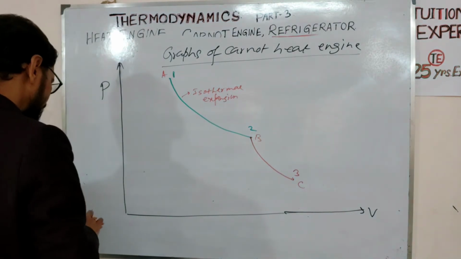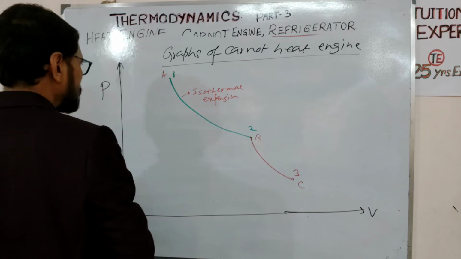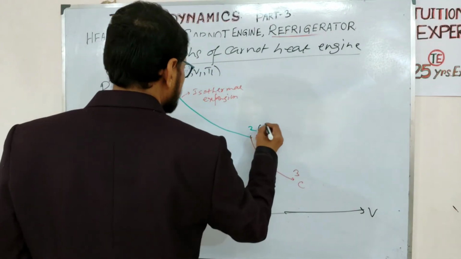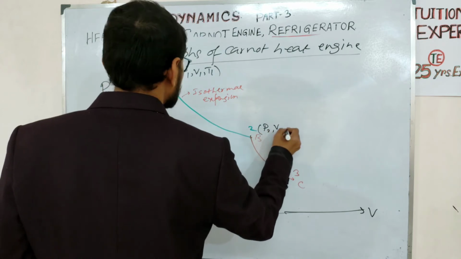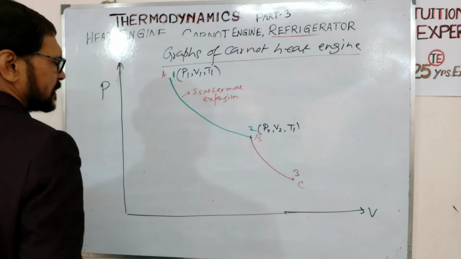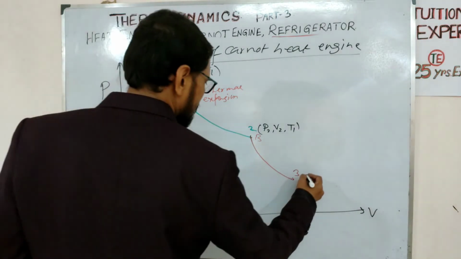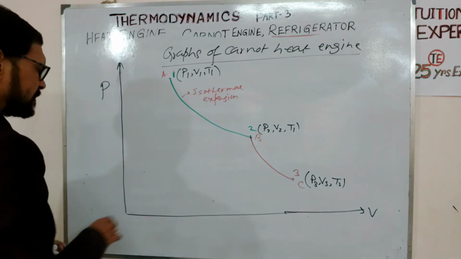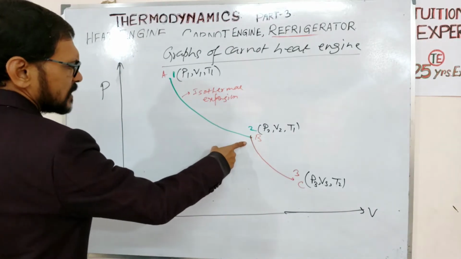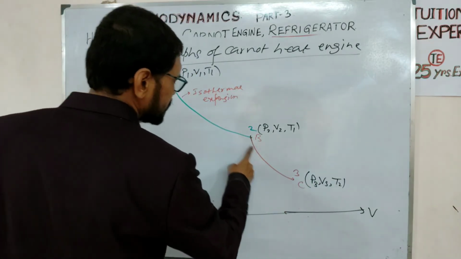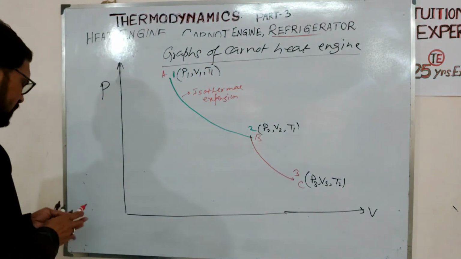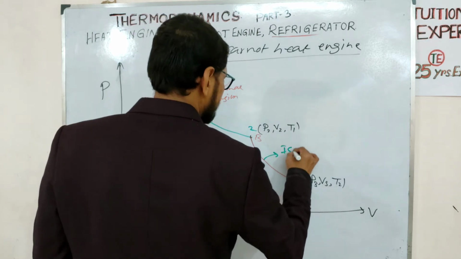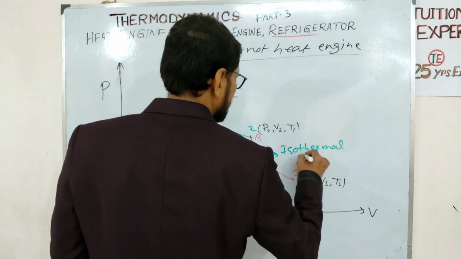Here suppose the state is P1, V1, temperature T1. Now with isothermal expansion, here the state is P2, V2, and the temperature remains the same, T1. Now it is adiabatic expansion, so here the pressure is P3, V3, and the temperature is T2. The volume is increased from V1 to V2, and then from V2 to V3. This is called isothermal expansion.